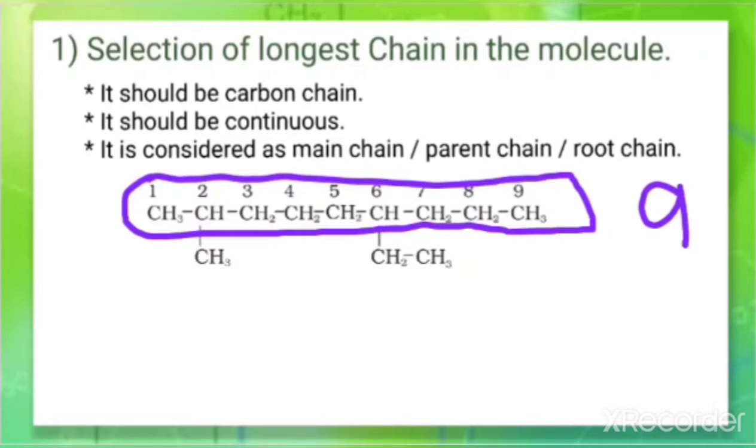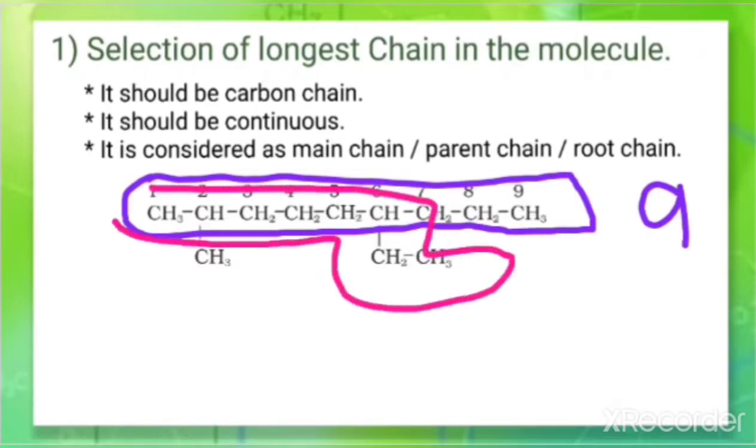Now let us see what other possibilities there are. This can also be a possible chain. When you count the number of carbons in this chain, that is 1, 2, 3, 4, 5, 6, 7, 8. There are 8 carbons in this chain. And are there any other possibilities? One more possibility is there. Just check here, that is the carbon chain.